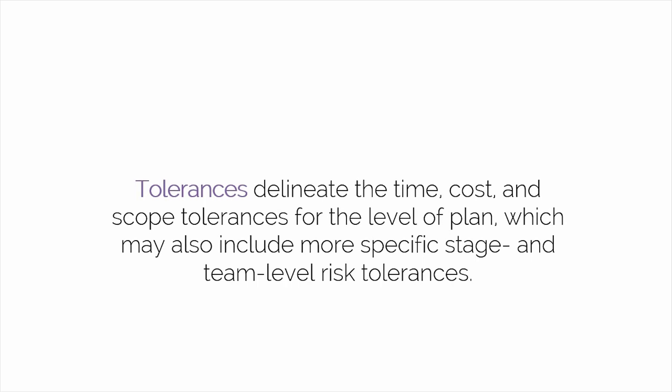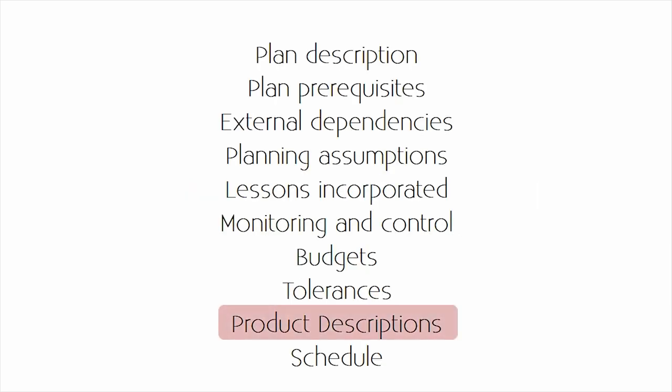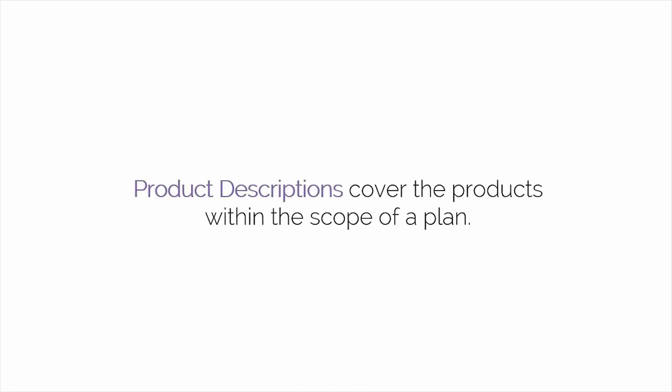Tolerances delineate the time, cost, and scope tolerances for the level of plan, which may also include more specific stage and team level tolerances. Now, we've got product descriptions. Product descriptions cover the products within the scope of each plan level. For the project plan, it would include the project's product or set of products.